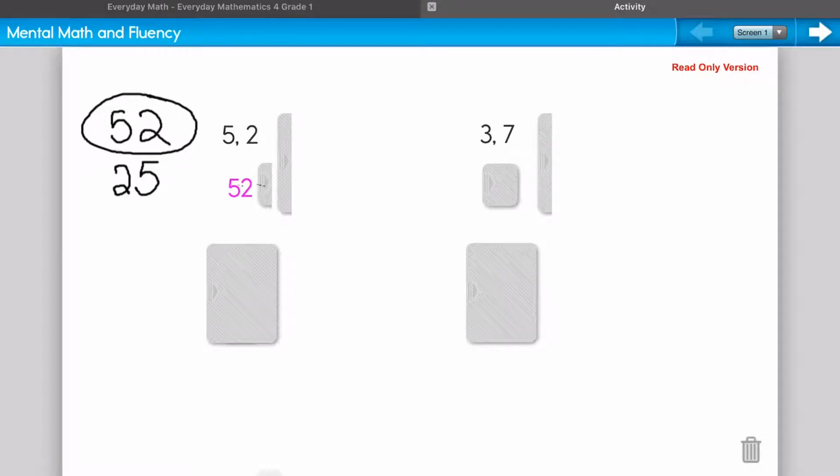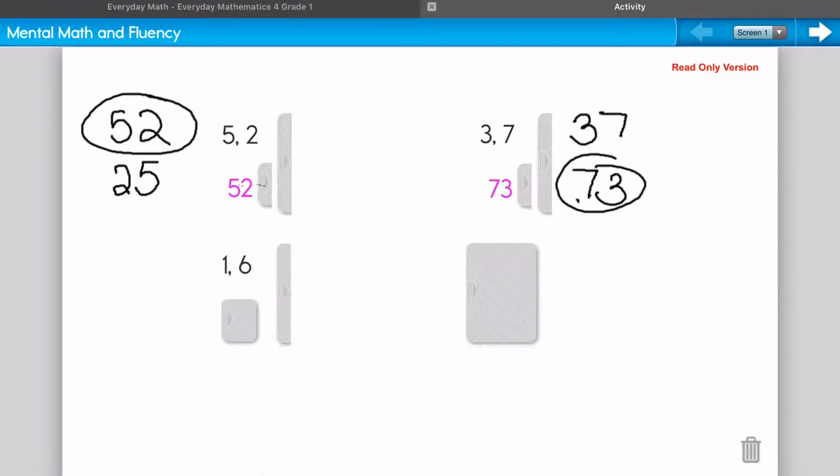We have a 3 and a 7. We're looking for the larger number here. I could make 3 tens and 7 ones, that's 37, or I could make 7 tens and 3 ones, which would be 73. Which number is larger? Well, looking at the tens digit, I can see that the 7 is larger than the 3. Let's check our answer. Woohoo! 73. All right, next set.